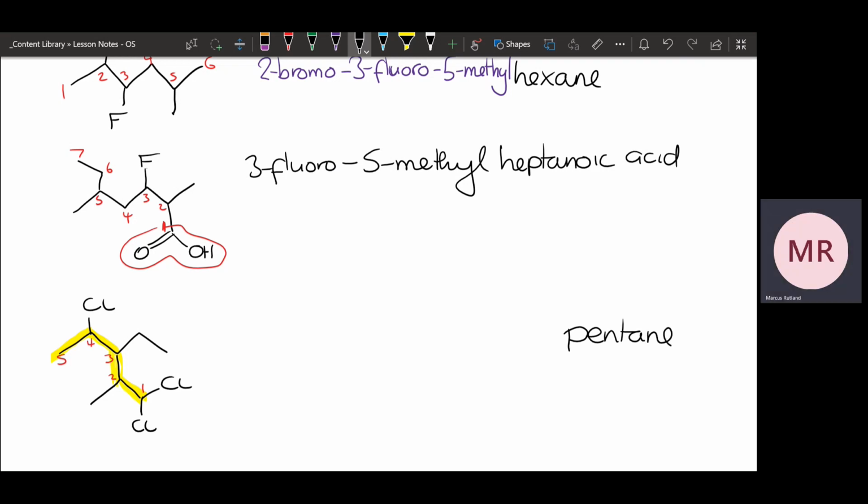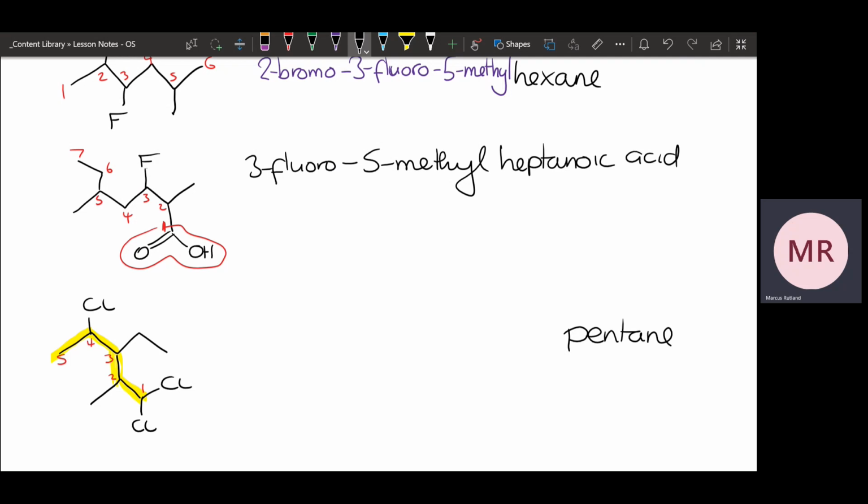And then we've got a methyl group on carbon 2, an ethyl group on carbon 3, and then we've got 3 chlorines, 2 of them on carbon 1 and 1 of them on carbon 4. So alphabetically, chloro comes first. It doesn't matter that there's 3 of them. That's going to make it trichloro, but that's still before ethyl or methyl in the alphabet.